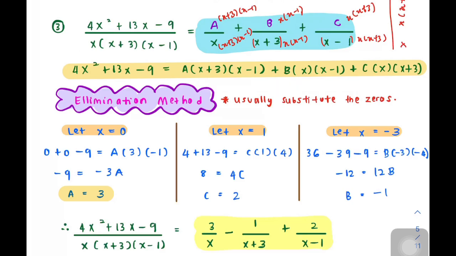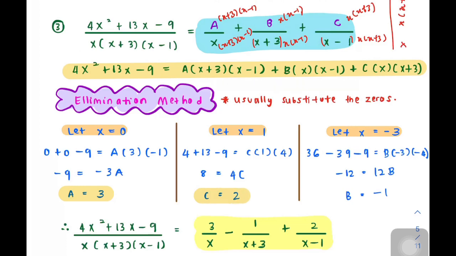Next, let us eliminate this factor here, x minus 1. In order to eliminate x minus 1, let us take x equal to 1 so that we can eliminate the first term and the second term. We are just left with the third term. Let's substitute x equals 1, this is 4C for your right hand side. For your left hand side, this is 4 times 1 squared plus 13 times 1 minus 9. So let us solve this: 8 equals 4C, therefore C is equal to 2.